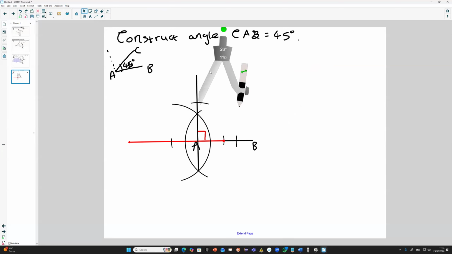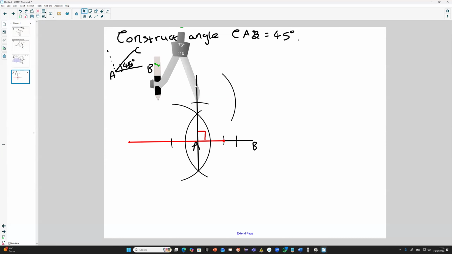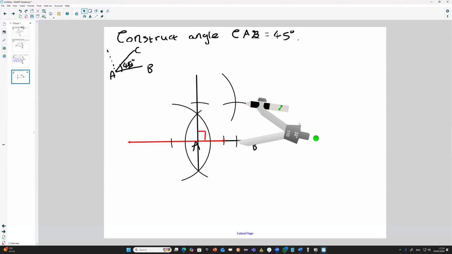Then I put my compass on one of the arcs I've made. I draw another arc. Put it on the other arc that I made earlier, and draw another arc. And then I join A to the intersection of the two arcs that I've just made. And that is going to be 45 degrees. Is that okay? And obviously I could just label C up here.